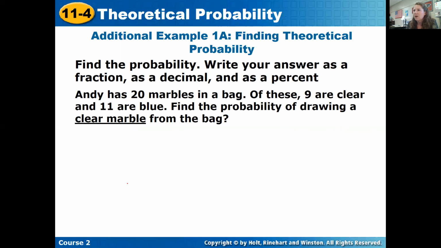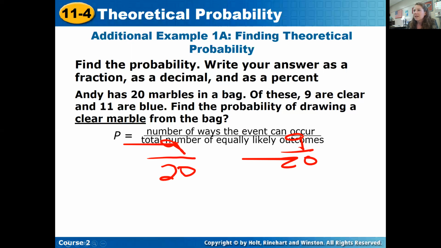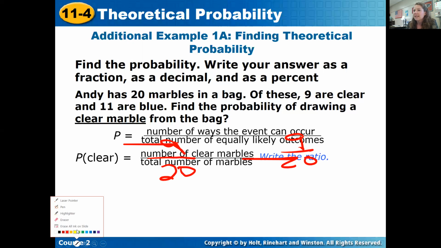Well, we know that there are 20 marbles in the bag. And how many of them are clear? Well, of course, 9. So 9 out of 20. All right, let's see if they got the same answer we did.